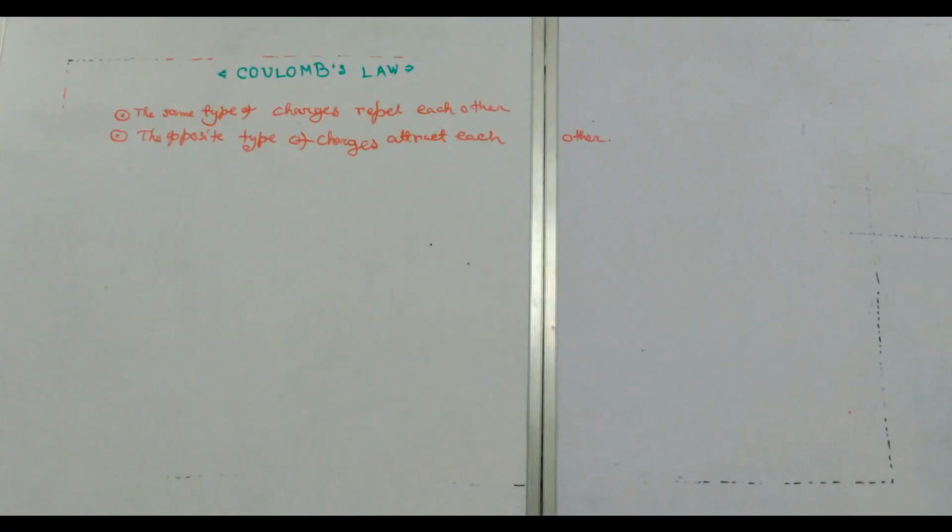You can see the two statements delivered in the previous lecture, where the same type of charges repel each other. That means a positive charge will always repel another positive one and a negative charge will always repel another negative one. But there will be an attractive force between a positive and a negative one. That is, a positive charge will always attract a negative one and a negative charge will attract a positive one. And the amount of force acting on a charged particle due to another charged particle is measured with the help of Coulomb's law.